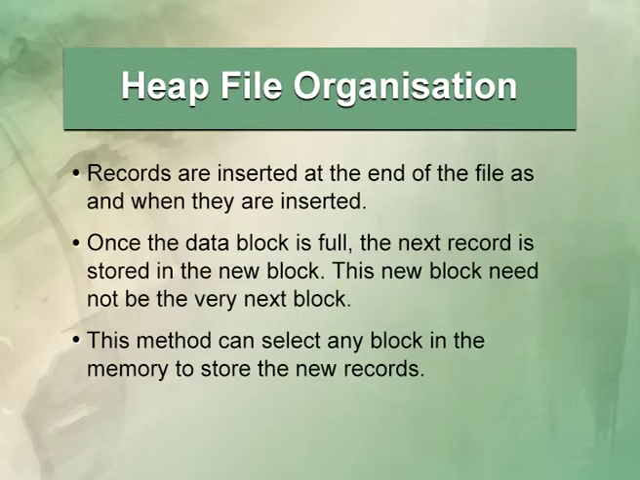Records are inserted at the end of the file as and when they come. Once the data block is filled, the next record is stored in a new block. This new block need not be the very next block. It may be at any space provided by the file manager and is linked. So, it may not be in consecutive locations, however, it may be some other space where the complete address pointer is given. This method can select any block in the memory to store the new records.